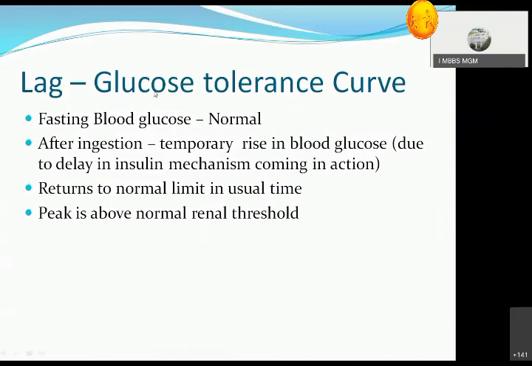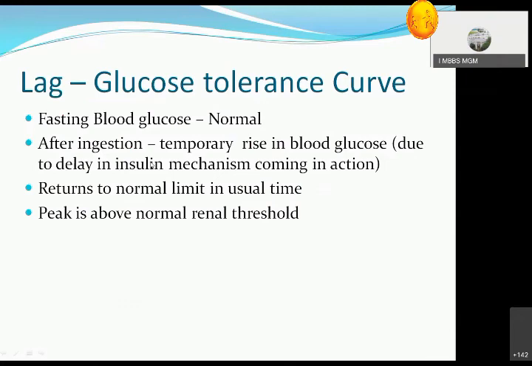Next is lag glucose tolerance curve. Here fasting blood glucose is normal. After ingestion, there is a temporary rise in blood glucose due to delay in the insulin mechanism coming into action. Then it returns to normal limit in usual time. Peak is above normal renal threshold level.